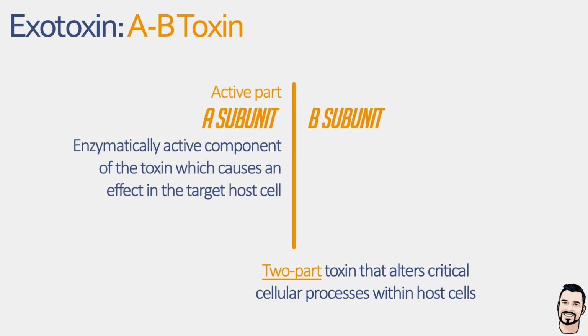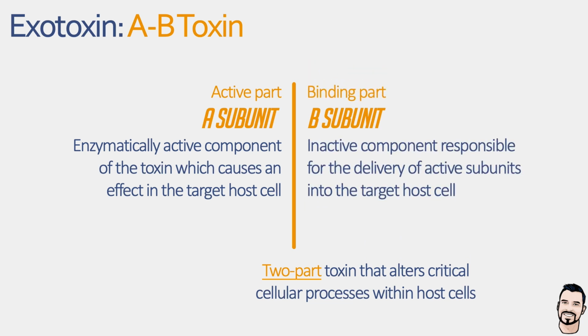The A subunit is the active subunit and is enzymatically active, meaning this is the part of the toxin that disrupts cellular processes within the host cell. The B subunit, on the other hand, is the binding subunit with no enzymatic activity. The sole purpose of this subunit is to ensure the effective delivery of the A subunit into target host cells.